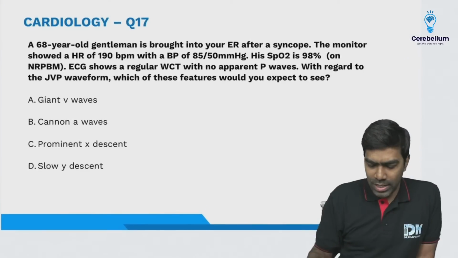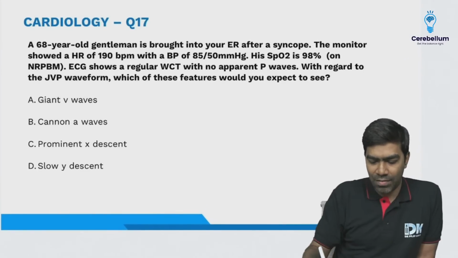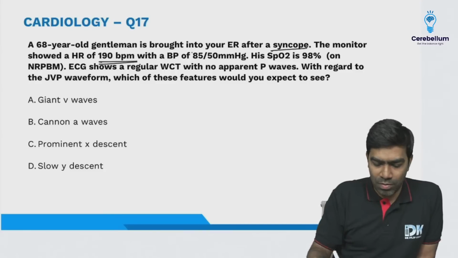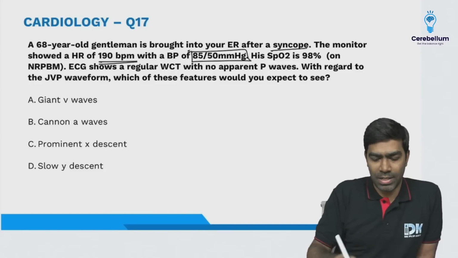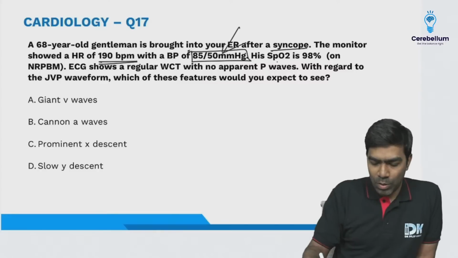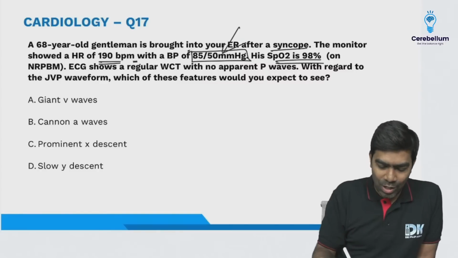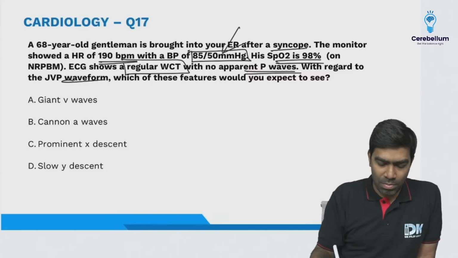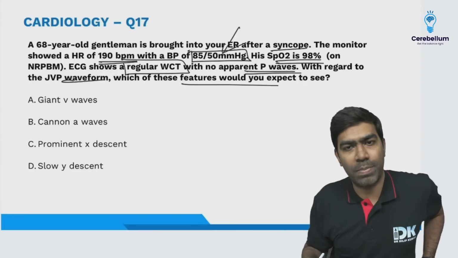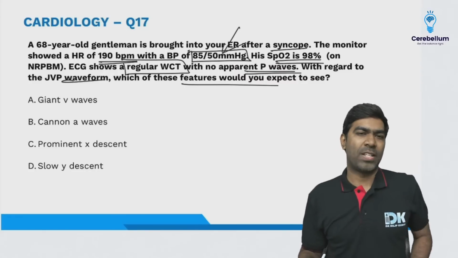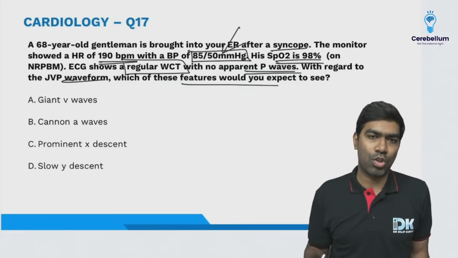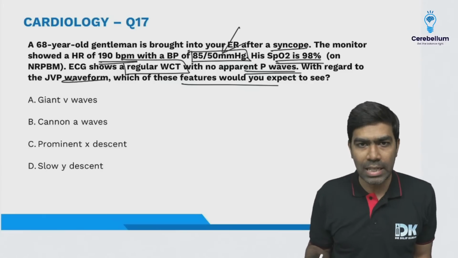A 68-year-old gentleman is brought to the ER after a syncope. The monitor showed a heart rate of 190 beats per minute with a BP of 85/50, which means the patient is in shock basically. SpO2 is 98. ECG shows a regular wide complex tachycardia with no apparent P waves. With regards to the JVP waveform, which of the following would you expect to see? Giant V waves, Cannon A waves, prominent X descent, and slow Y descent. What are you going to see in this patient?